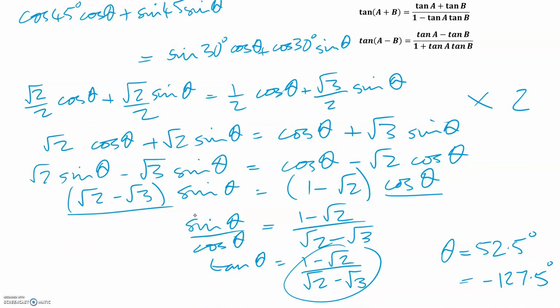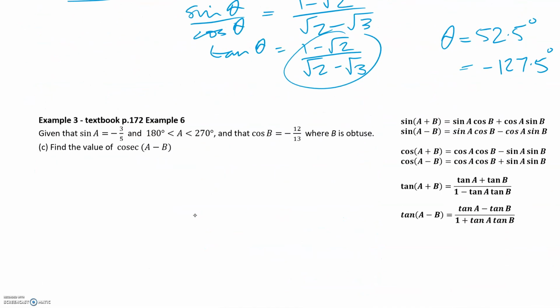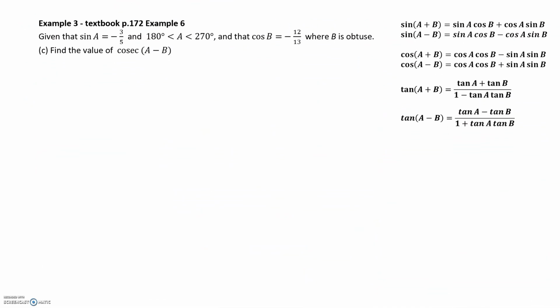Now let's have a look at another example. This is example 6 in the textbook on page 172. Before you have a look at this, it's worth also having a look at the example on page 171, example 5, where you have to show what sine 15 equals in surd form. You have to prove what sine 15 equals in surd form.